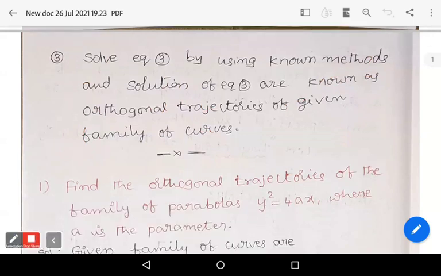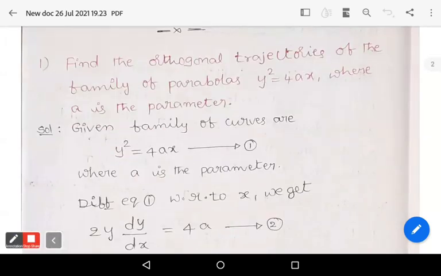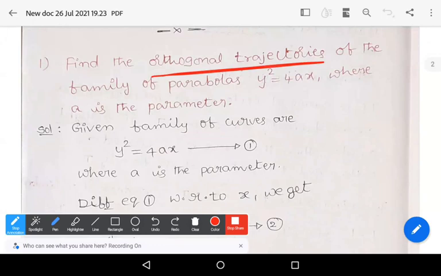Let us see the first problem. Find the orthogonal trajectories of the family of parabolas y square is equal to 4ax, where a is the parameter. Observe that. Find the orthogonal trajectories of the family of curves y square is equal to 4ax, where a is the parameter.